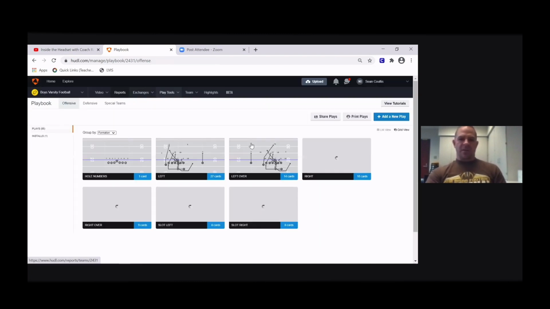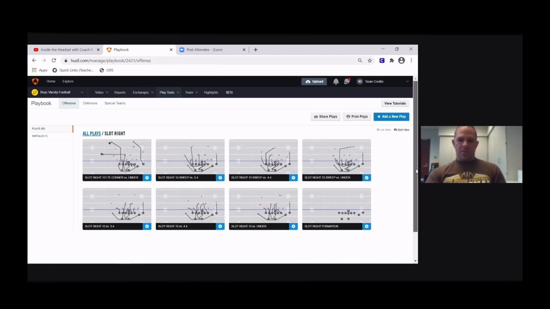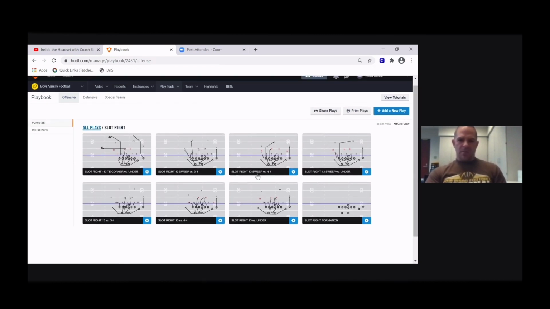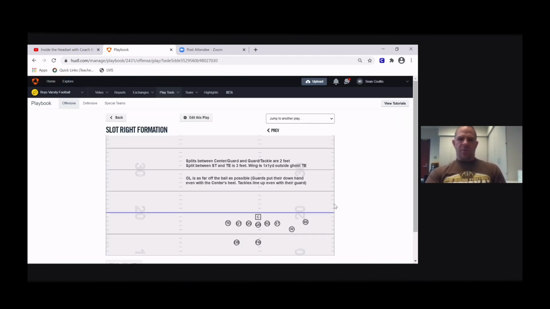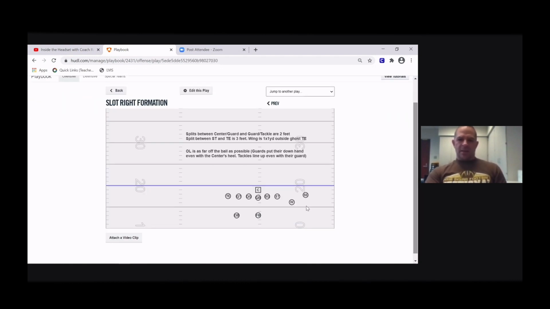So if we're going to run it to the right, let's do it out of slot this time. So I'll show you how we can run, let's see here, run it out of slot. So if we ran slot buck sweep, now we can run it back here, where that wing is still blocking down. Your strong guard could pull tight off that wing and kick out. And the quick guard would still be the one that's wrapping.